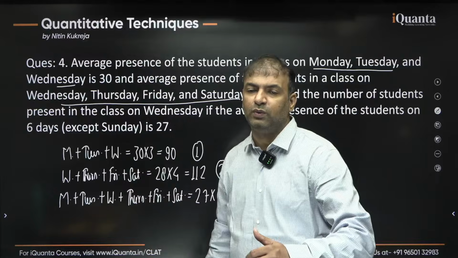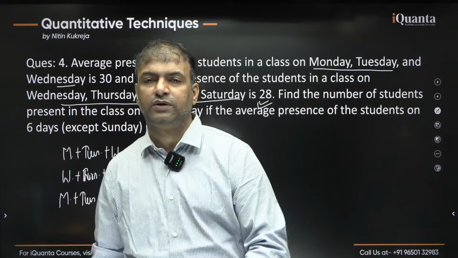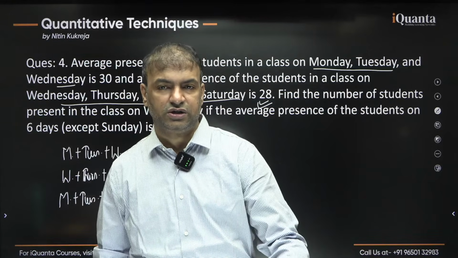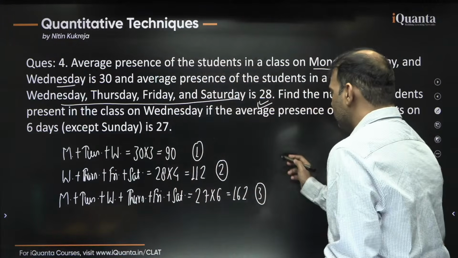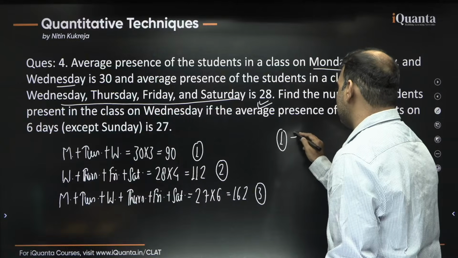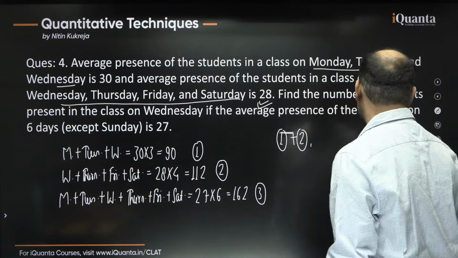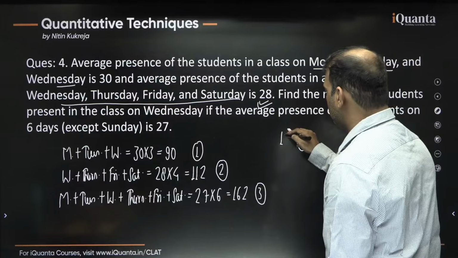So we can do one thing. We can subtract the third equation from the sum of the first and the second equation, and we can get the presence on Wednesday, right? Let me show you how. Okay, let's do one thing first. Let's add 1 and 2 first, all right? Let's just add equation 1 and 2 first, 1 by 1, all right?